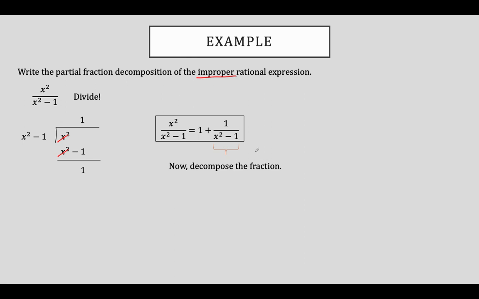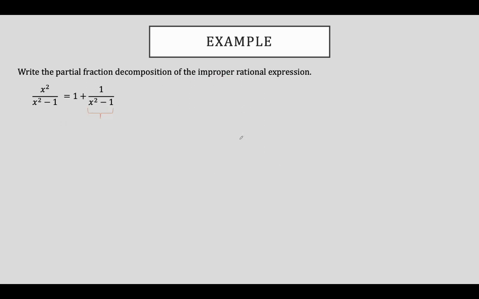Now we want to decompose this fraction. So we're going to be working with just the fraction, the rational expression 1 over x squared minus 1. All right, again, this is what we just did. X squared over x squared minus 1 is equal to 1 plus 1 over x squared minus 1.